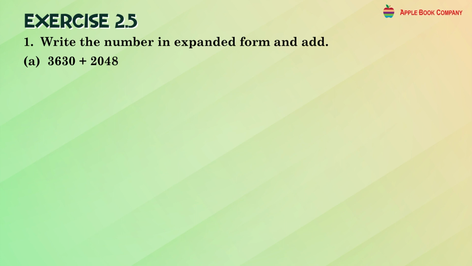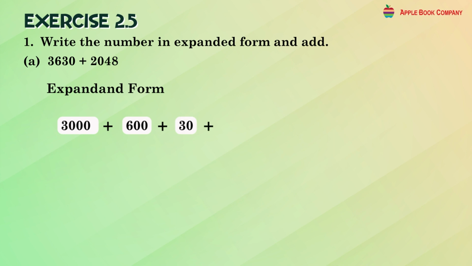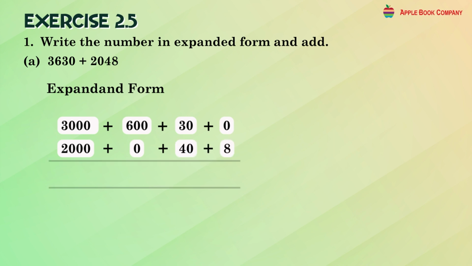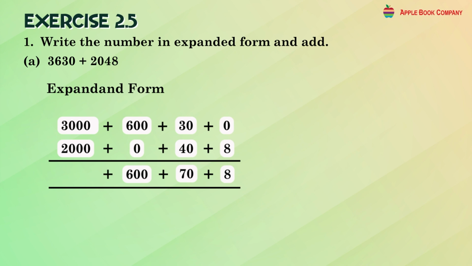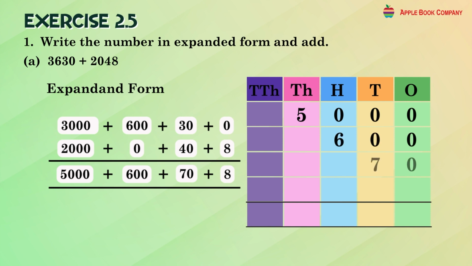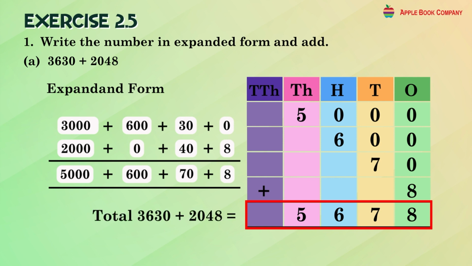Write the numbers in expanded form and add. If the numbers are 3,630 plus 2,048, the expanded form of it is 3,000 plus 600 plus 30 and 2,000 plus 40 plus 8. Now when we add them together, we get 0 plus 8 is 8, 30 plus 40 is 70, 600 plus 0 is 600, 3000 plus 2000 is 5000. Now 5000 plus 600 plus 70 plus 8 is 5678. The total of 3630 plus 2048 is 5678.